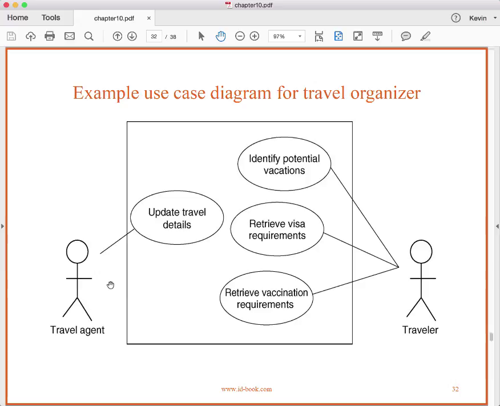Okay, so the use cases are in the ellipses. On the outside of the box that we see here is called a boundary box. It's the boundary of the system. So the functionality that's in the system is inside the boundary box. So all those ellipses for the use cases are inside the boundary box. Okay? Well, what's outside of the boundary box? Well, we have these actors.